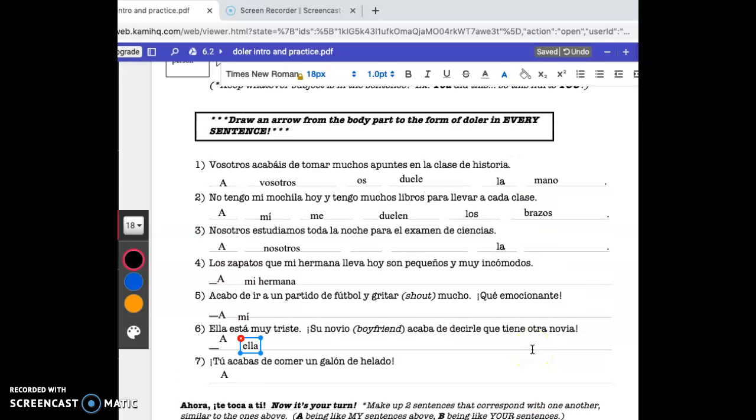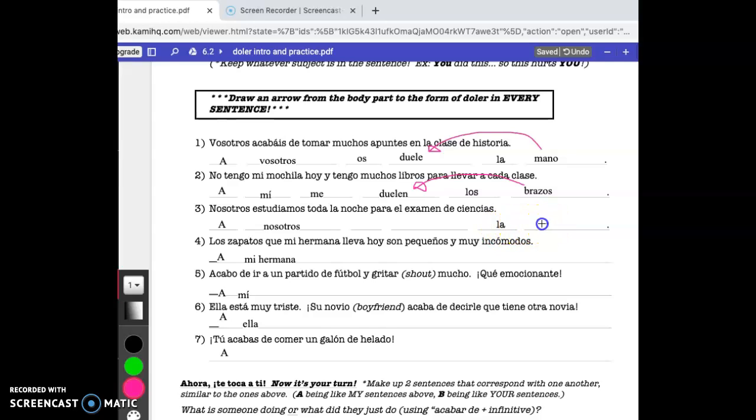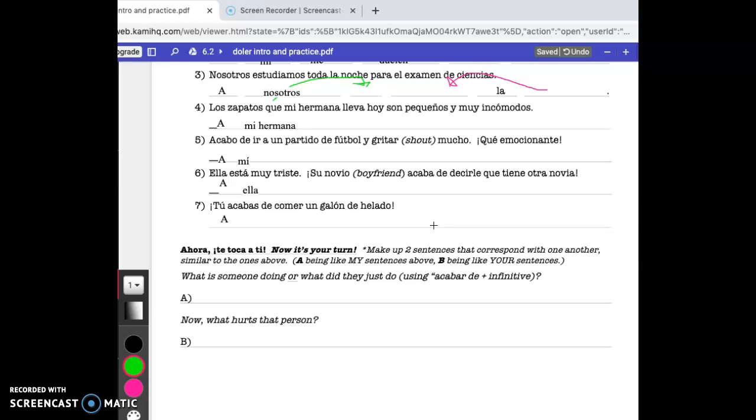the body part. And if it helps, what I would recommend is to draw an arrow from the body part to duele or duelen. Draw an arrow from brazos to duelen. Draw an arrow from cabeza to duele. So you can double check your work. And as we said, the person, vosotros, is what gives us os. Me is what gives us me. Nosotros is what gives us nos. So we have nos and duele. And don't forget to go all the way down to the bottom.